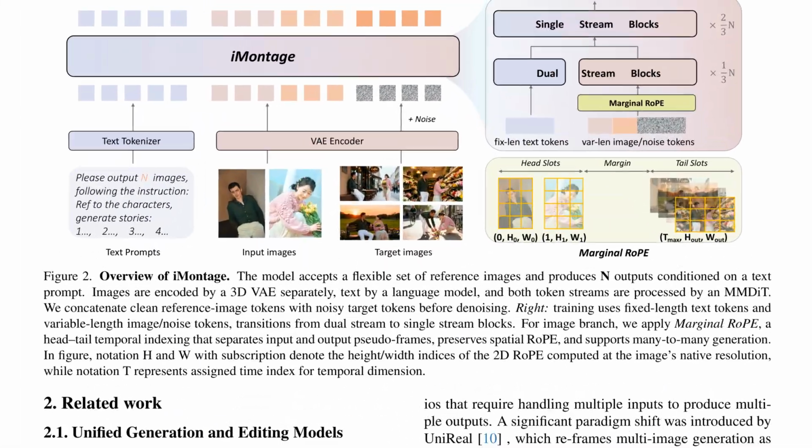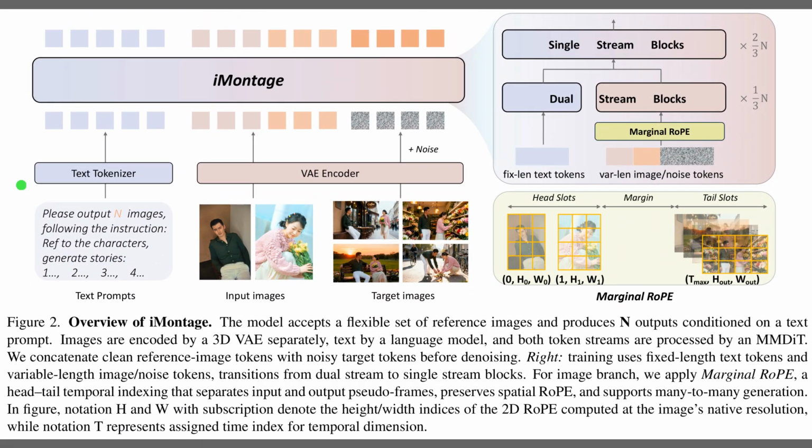Figure 2 explains how iMontage actually processes text and images to generate a whole set of outputs. The central pipeline shows text prompts and input images being encoded, turned into tokens, and then passed together through the video-style backbone, so the model can tie story instructions and visual references into consistent target images. On the right, the dual-stream and single-stream blocks illustrate how text tokens stay fixed length, while image and noise tokens vary in number. At the bottom, the marginal ROPE diagram shows special temporal indexing that splits input and output image slots, which helps the model treat them like video frames, while still allowing flexible many-to-many image generation.